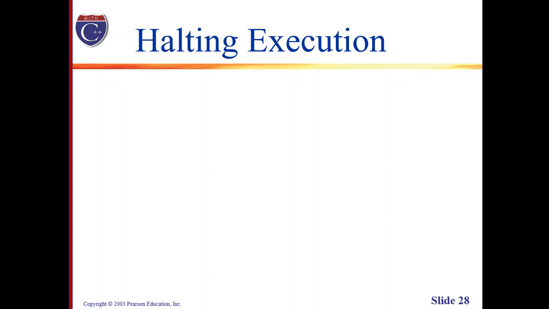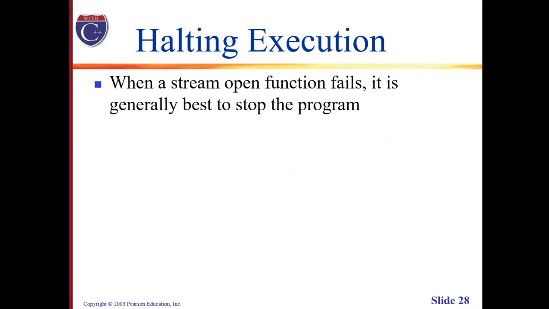Next, after we capture the file error, the sensible thing to do is, of course, for us to stop the execution. Of course, there's no point in continuing the execution of the program if there was indeed an error in the opening of our input file. So when a stream open function fails, it is generally best to stop the program.